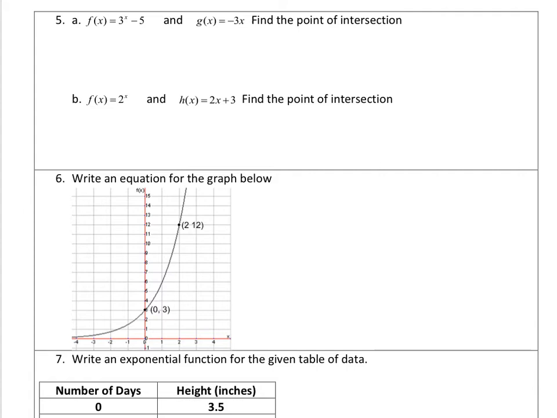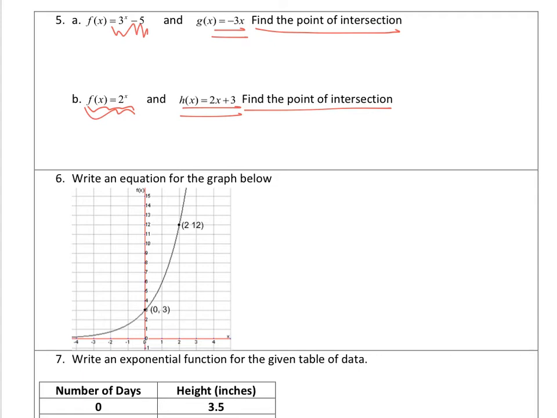Okay, let's talk about question 5A and B. Now, in both of these questions, they're asking you to find the point of intersection. And what we did is we showed you how to use your calculator, so that tool, to find the intersection of 2 functions. What we have here is an exponential function and a linear function. I want you to visualize what that might look like.